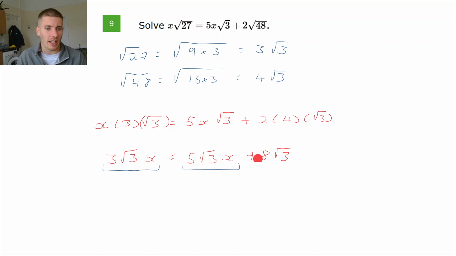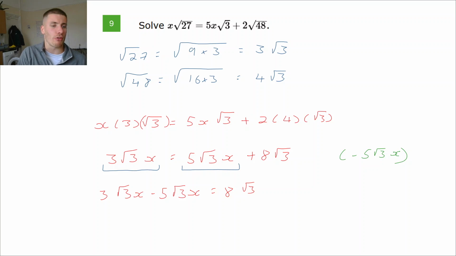This part isn't a like term because there's no x, so I'm going to leave this on the right hand side. So I'm going to take away 5 root 3x from both sides, and get this over to this side. So then I'm getting 3 root 3x take away 5 root 3x being equal to 8 root 3. I can see I've got root 3 on every part of my equation, so I can just divide through by root 3, which is good.